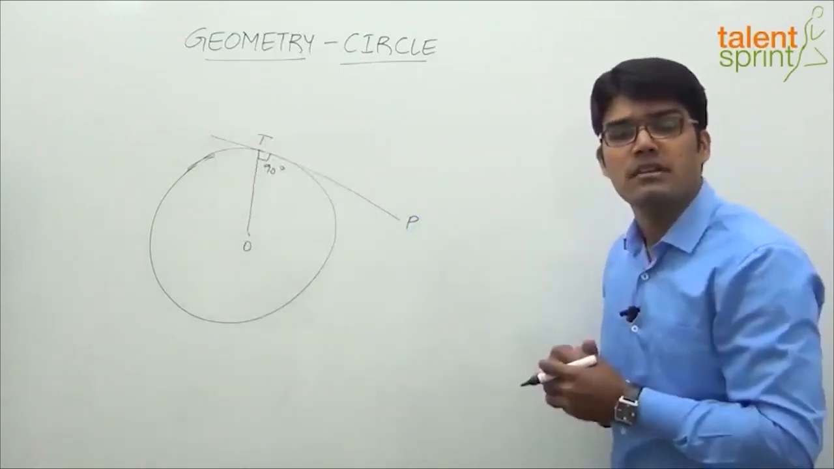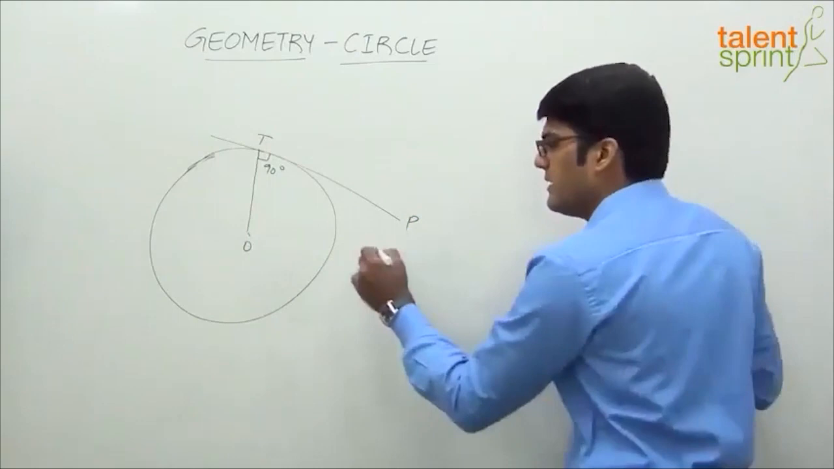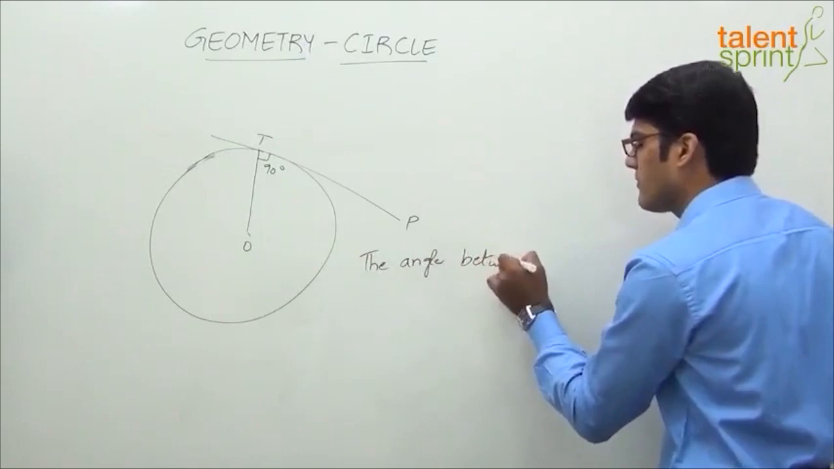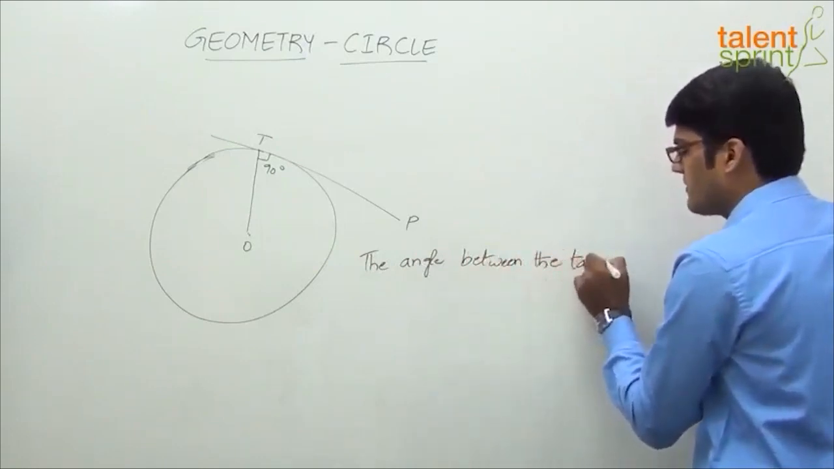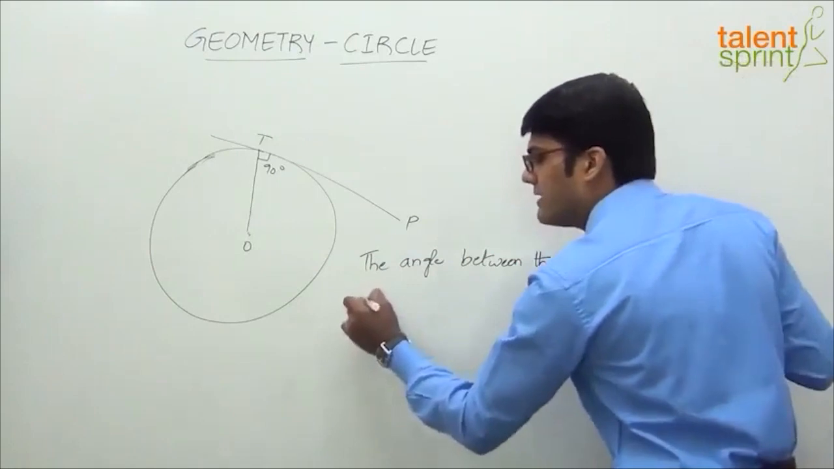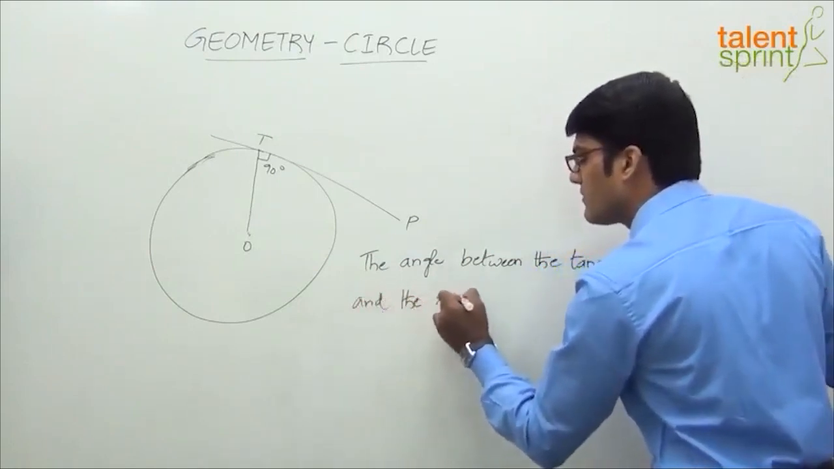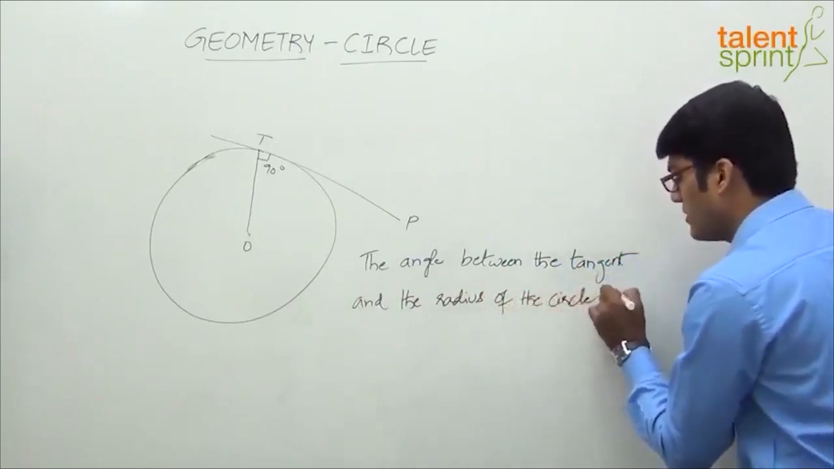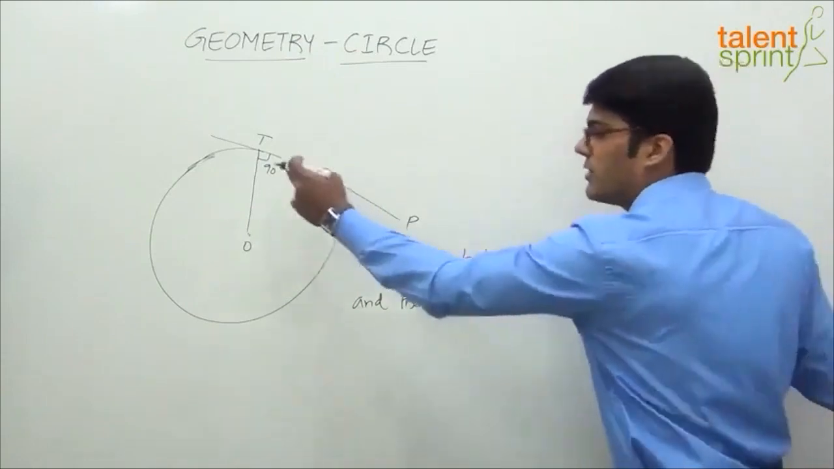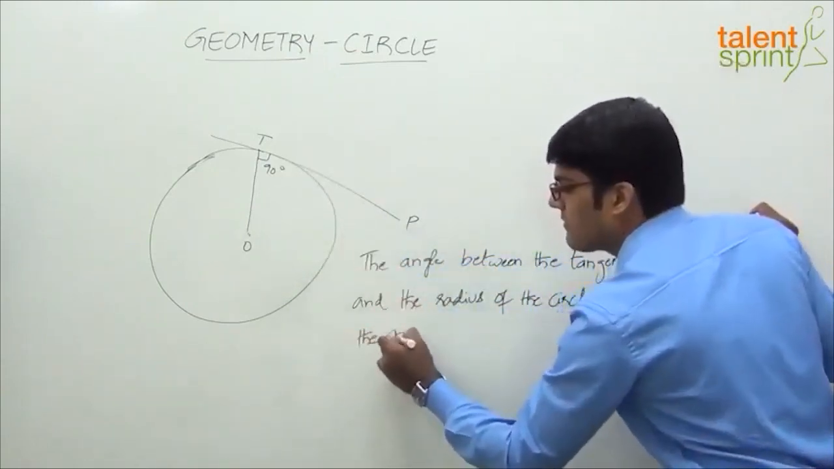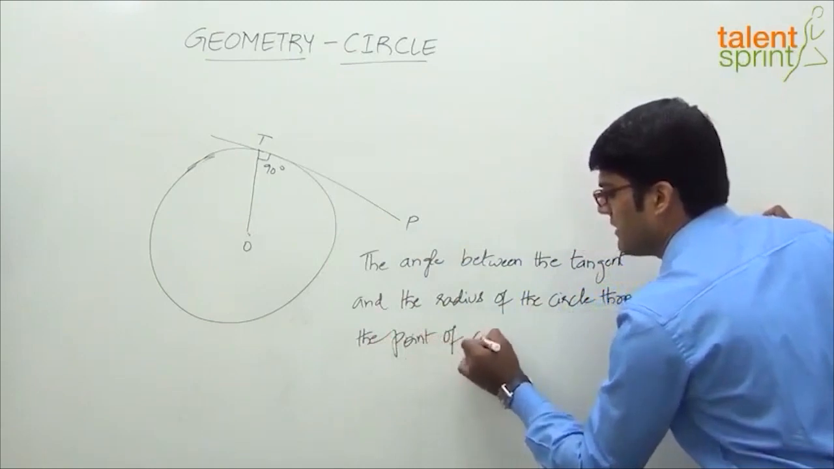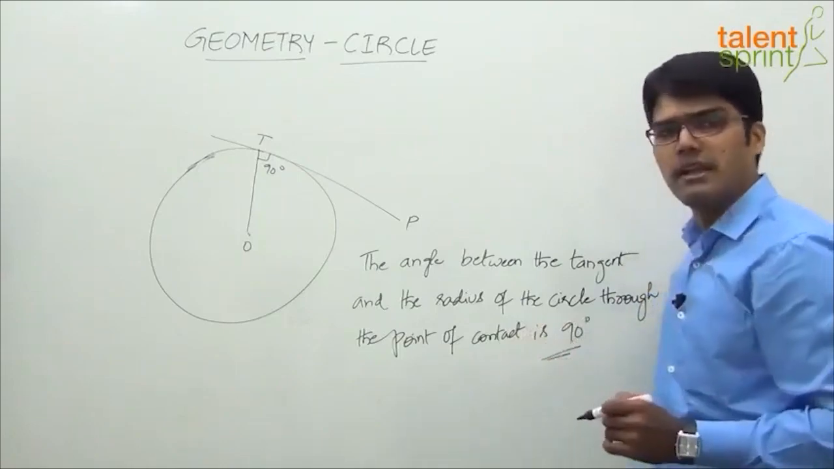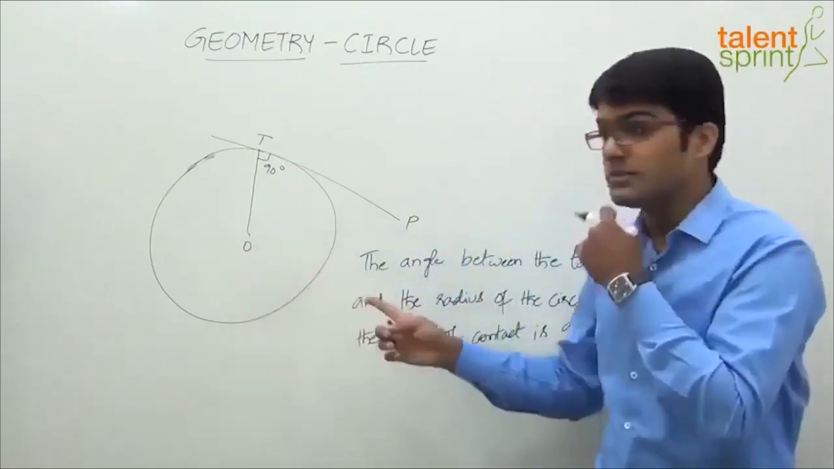A very, very important property with respect to tangents. So the angle between the tangent and the radius of the circle through the point of contact, or point of tangency, is 90 degrees. Very, very important. Now if you take any other point, it will not be 90 degrees, only at the point of contact.